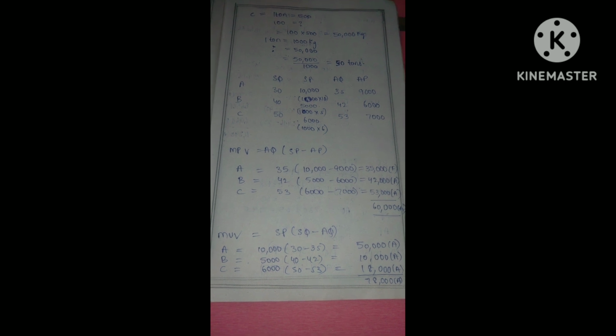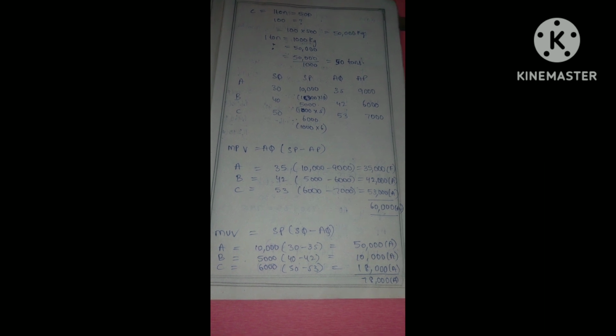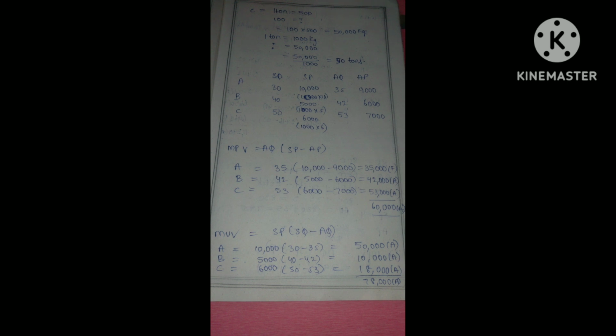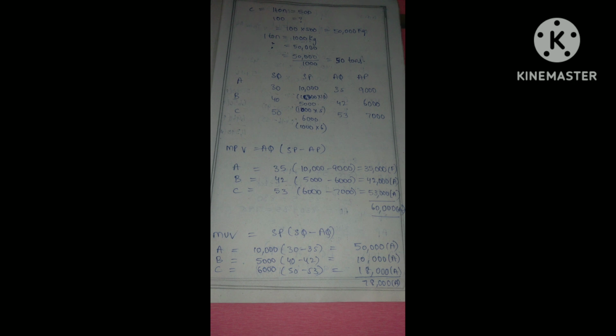So now we have to calculate for material C. For 1 ton it required 500 kgs of material. So we have to calculate for 100 tons how many kgs are required. So again cross multiply 100 into 500, we will get 50,000 kgs. For 1 ton it required 1000 kgs of material. So we have to calculate for 50,000 how many tons are required. So 50,000 divided by 1000 we will get 50 tons. So now we have calculated standard quantity.